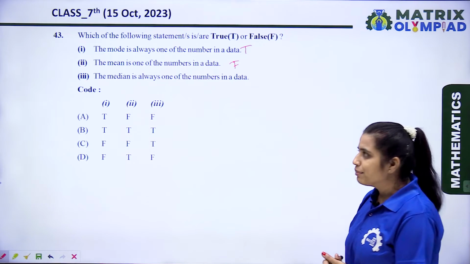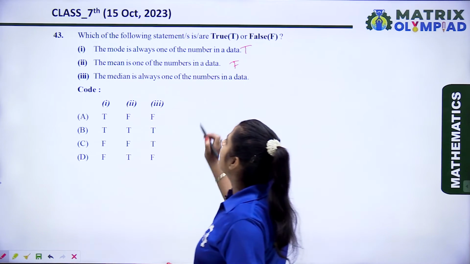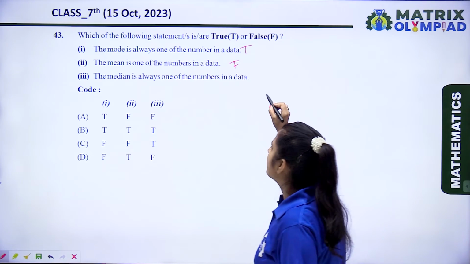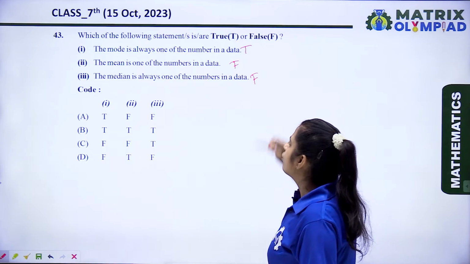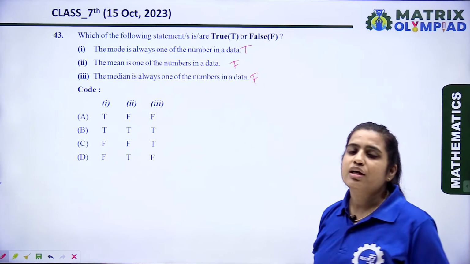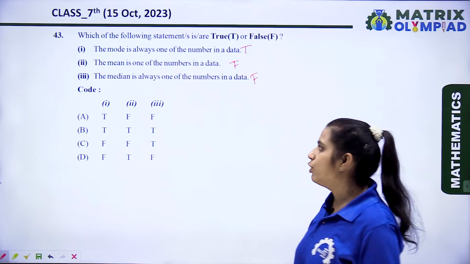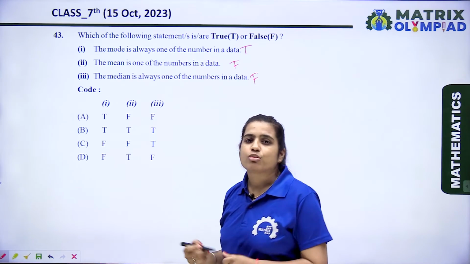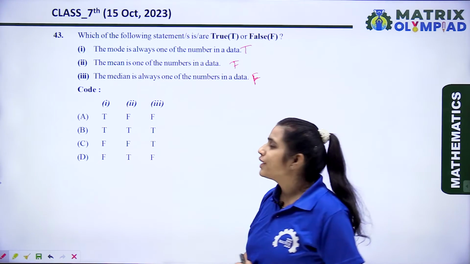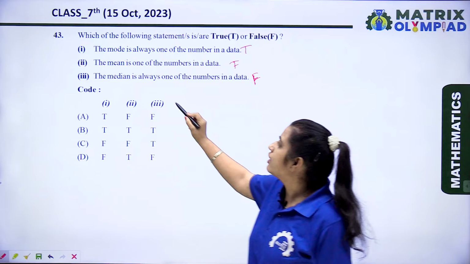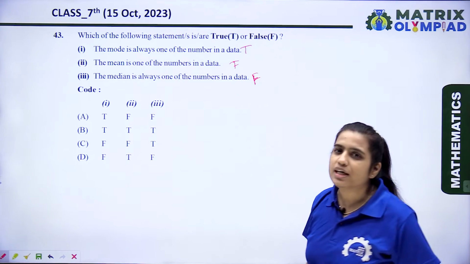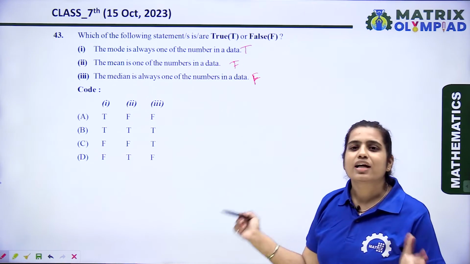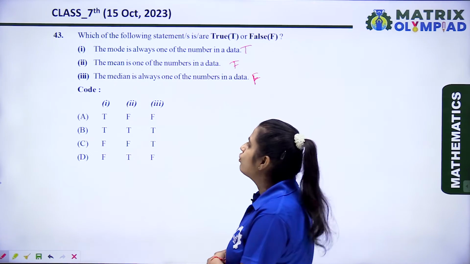Now the third statement is: the median is always one of the numbers in a data. So this statement is false because median depends upon the number of observations. Here observations can be even and observations can be odd. So it is not compulsory that the median is always one of the numbers in a data. So that's why this statement is false.